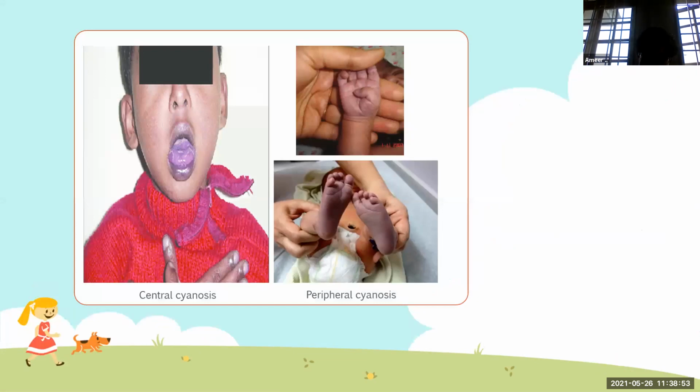Okay, so these are the images of a child with central cyanosis and peripheral cyanosis. The left one is central cyanosis. You can see the bluish purple discoloration at the lips and the tongue. And in the right one, you can see peripheral cyanosis, where there is bluish discoloration on the hand and the foot.